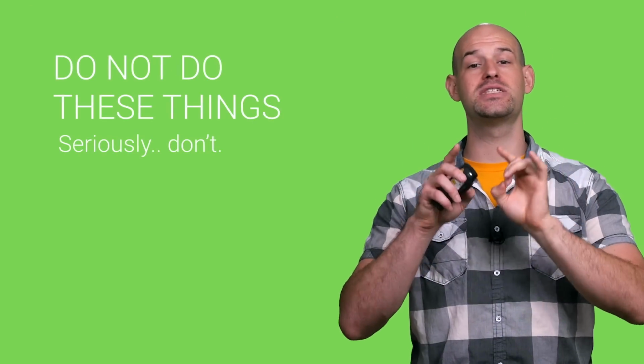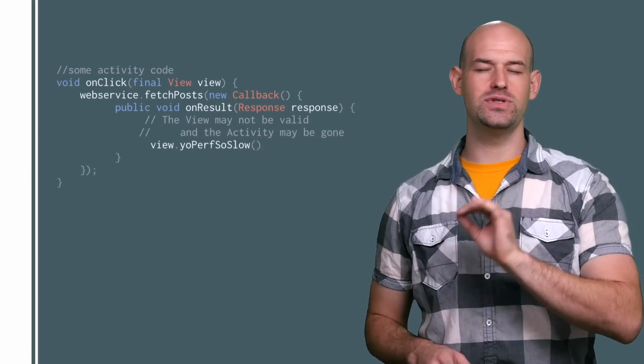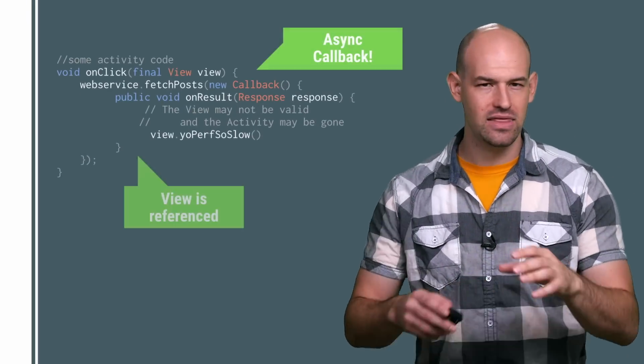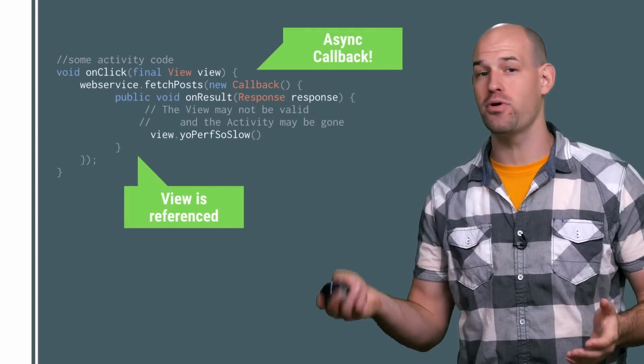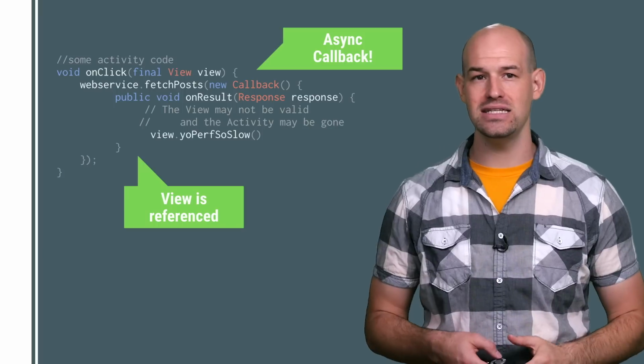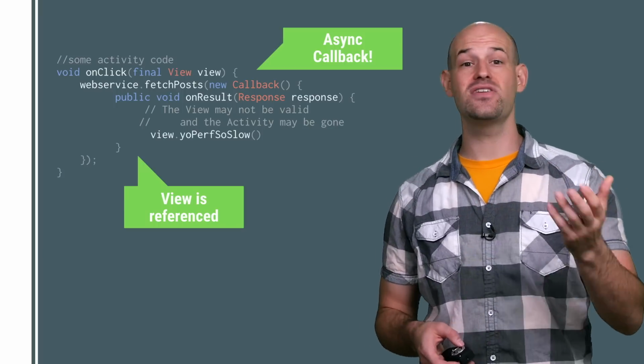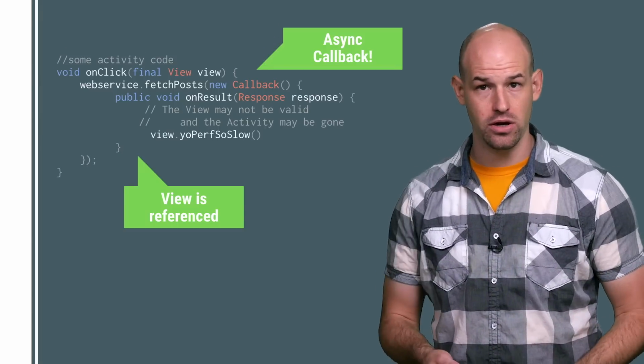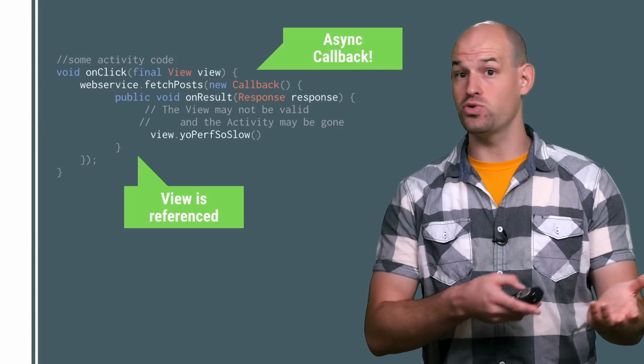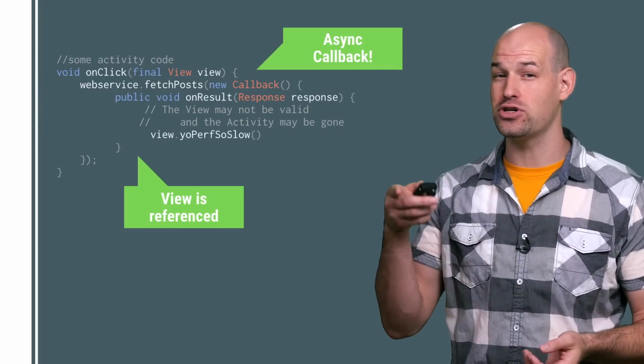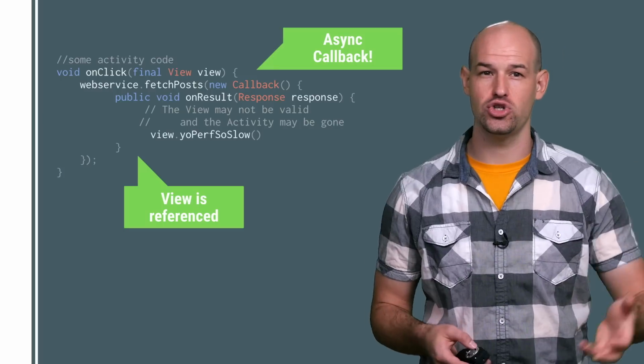To that end, here are some simple patterns that you should watch out for. Number one, don't reference views inside of async callbacks. That async event may execute at some point in the future where things aren't ideal. In one situation, the activity may have been killed before the callback is triggered, but the view and the activity as such will be kept around until the async function completes and releases its reference to the view.